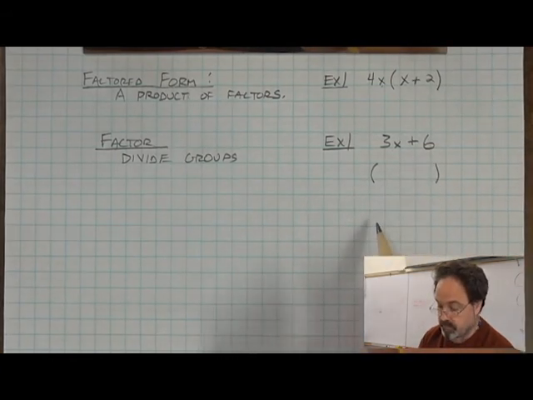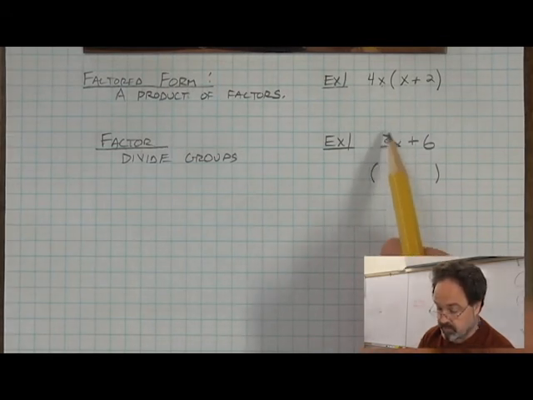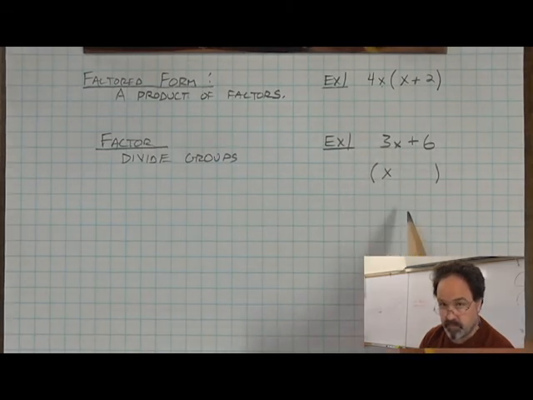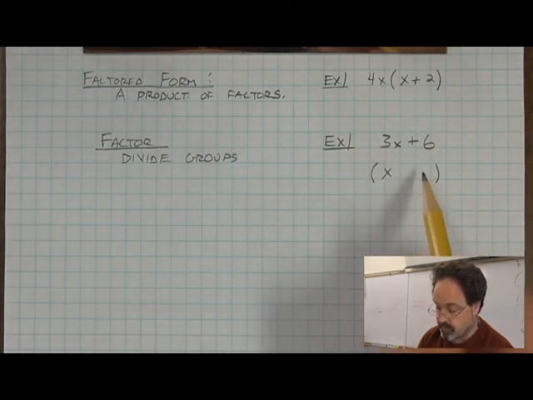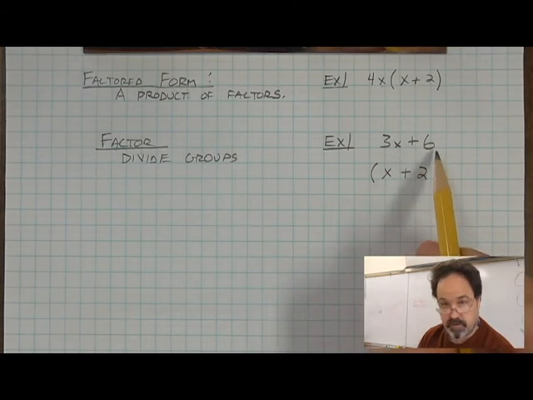I'm going to use parentheses to show what's left of these terms after I've divided by 3. 3x divided by 3 cancels out the 3, leaving x. 6 divided by 3 is 2. And I'm going to put a plus here because it's positive 2. It came from a positive 6.